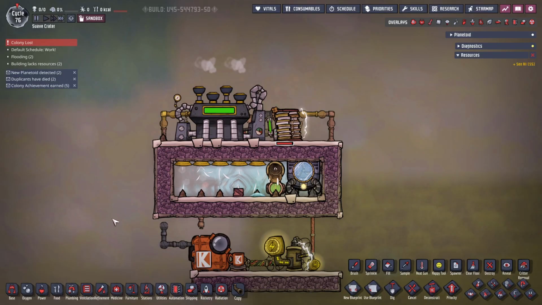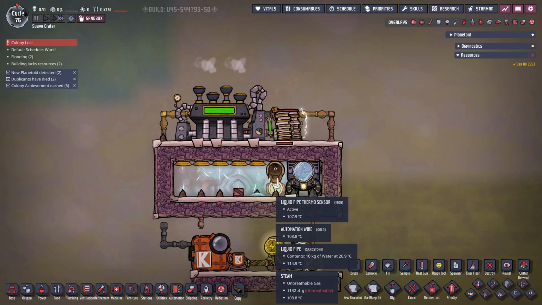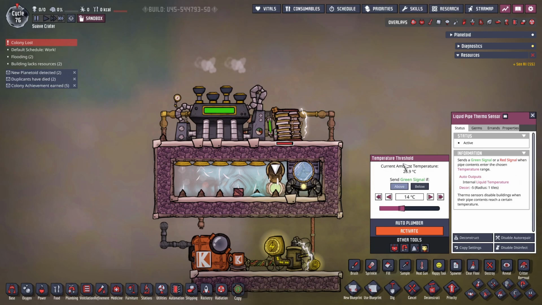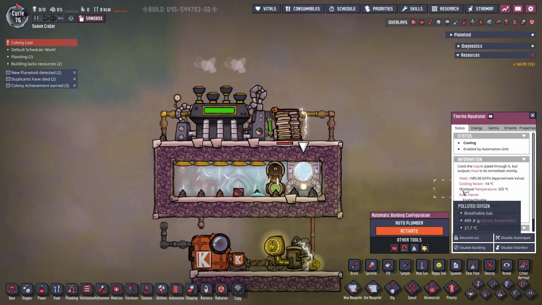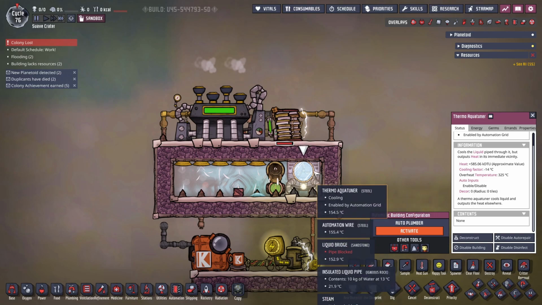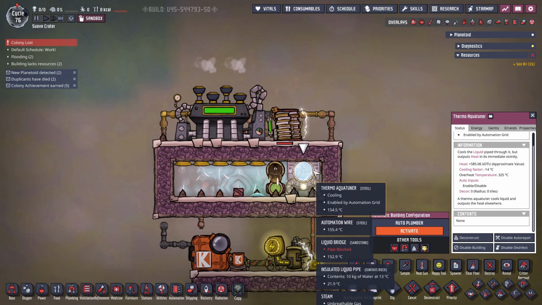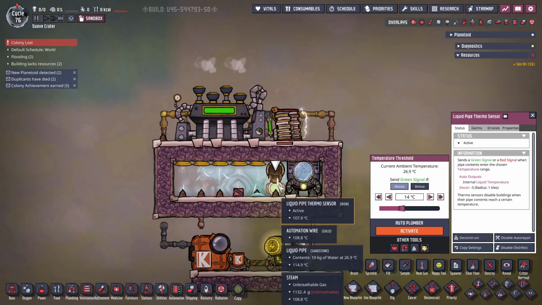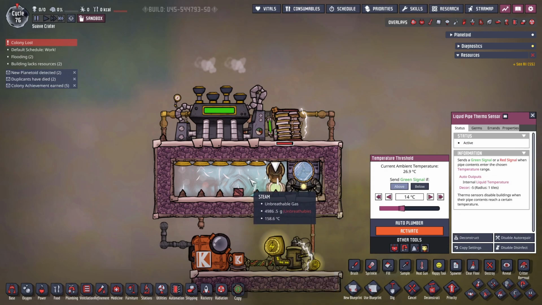So how can we ensure that the water doesn't get too cold, reach its freezing point, freeze and basically break your pipes? Well, we can use a liquid pipe thermosensor, and we can set it at a temperature that is high enough so it never reaches that point. Here, if I look at the aqua tuner, we can see that it's going to cool by minus 14 degrees, so your water will be 14 degrees lower once it's output by the thermo aqua tuner. So if I set it about 15 degrees over the freezing point of the liquid that I use, I will never run into problems.